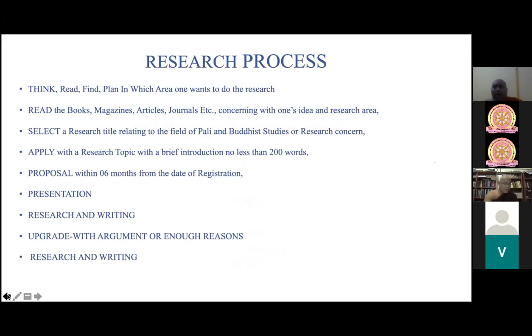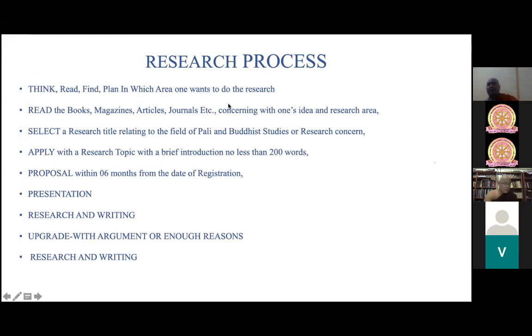Okay, first, as a research project, before you apply, you have to think about it. Think about what you want to do, in which area you want to do it, what interests you, what areas are interesting to you. Not only that, you also have to think about the department: which department and which institute you are going to apply to for your research.